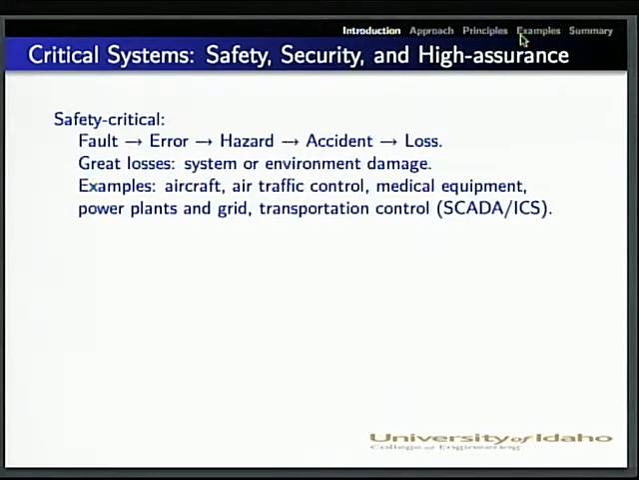industrial control systems. In general, in the literature, we say that when a fault that is in a system gets exercised, then we have an error, and then that error may lead to what we call a hazard, and then the hazard may develop into an accident, and then from the accident you may have loss of life or loss of property or loss of the system.